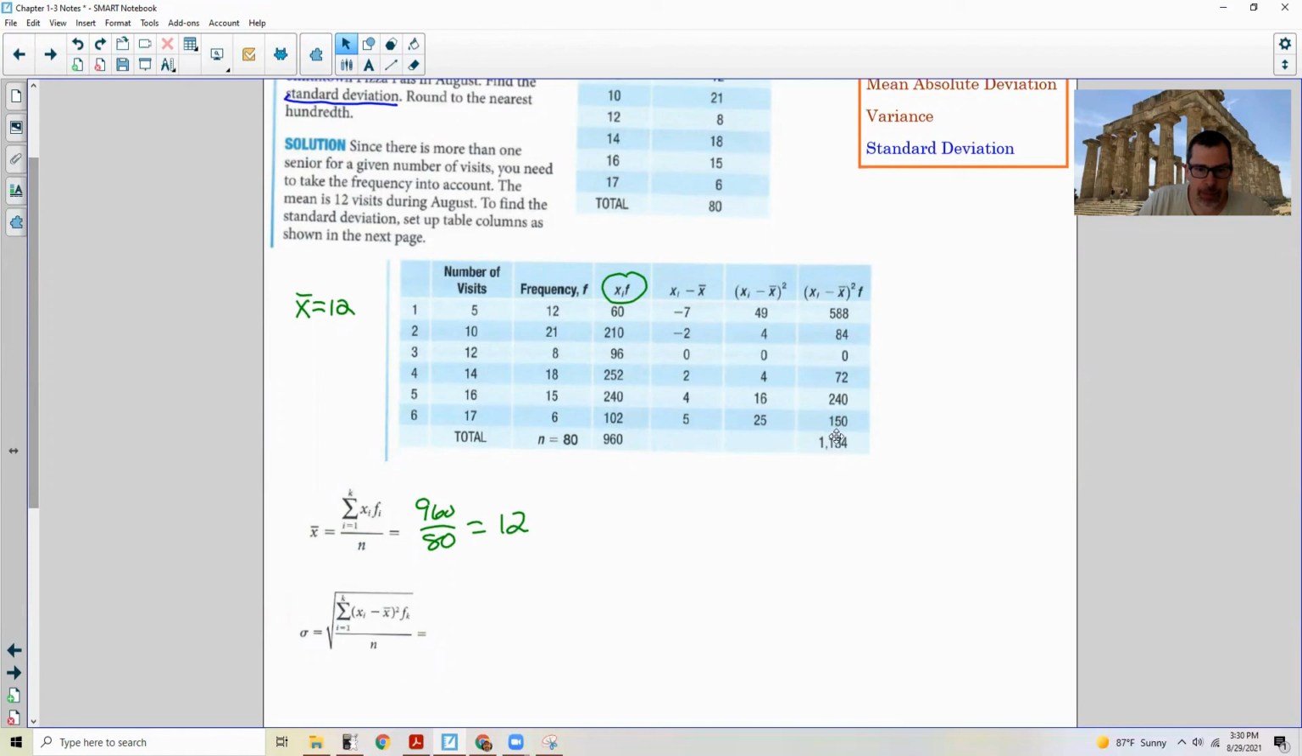The sum of them, which is 1,134. They did that for us. So this is going to equal the square root of 1,134 divided by 80. And that is going to equal our standard deviation.